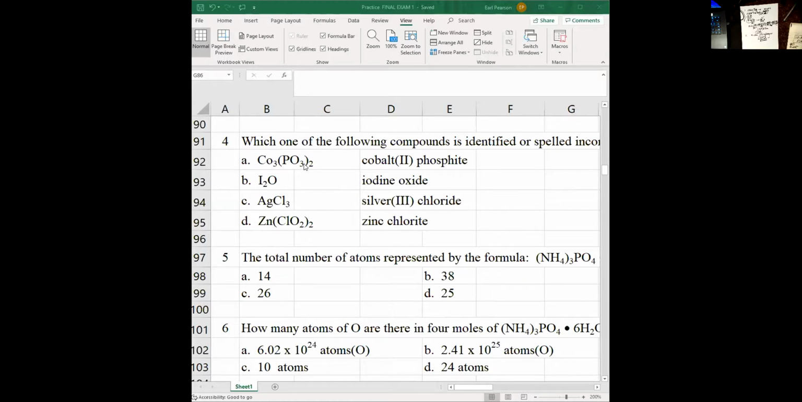I would recognize PO3 as phosphite, and phosphite has a -3 charge. There's 2 of them, so that's -6. There's 3 cobalts, so that 3 has to be equal to +6. So that means the cobalt, each one is +2. So I would name this compound cobalt(II) phosphite. And look, that is an answer that's correct.